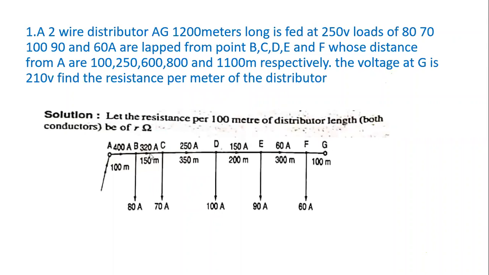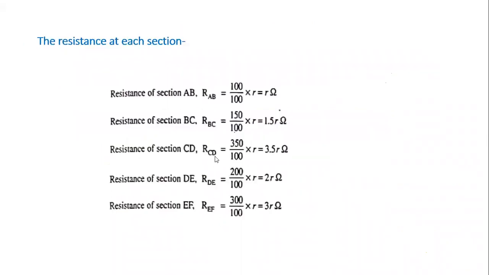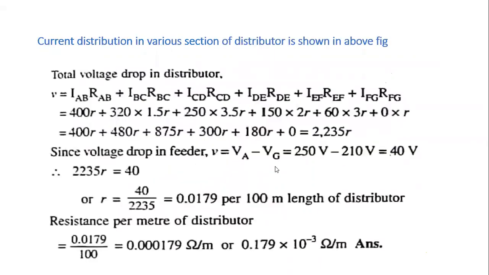Next 100 by 150 into R. Next 100 by 350 into R. Next 100 by 200 into R. Next 100 by 300 into R. Next 100 by 100 into R. This is the total resistance at each and every section in terms of R.